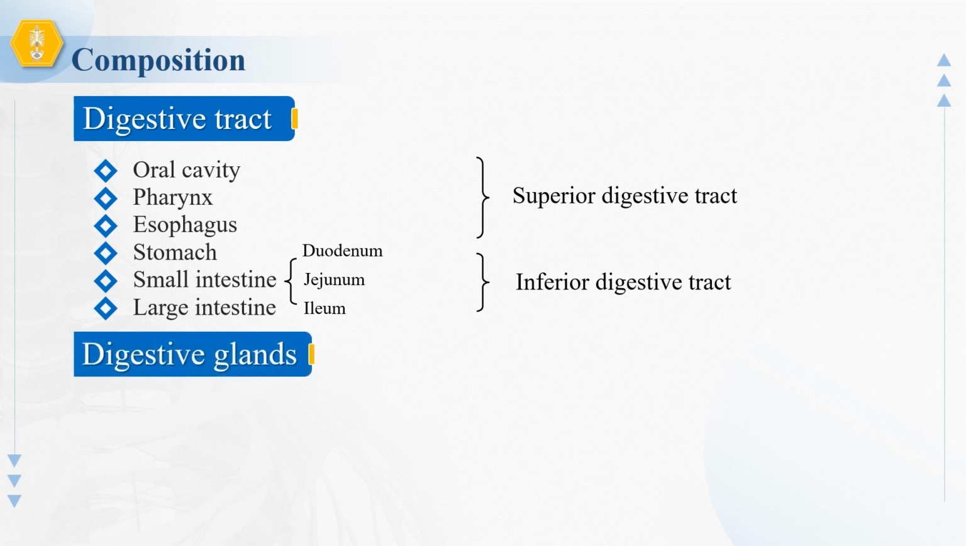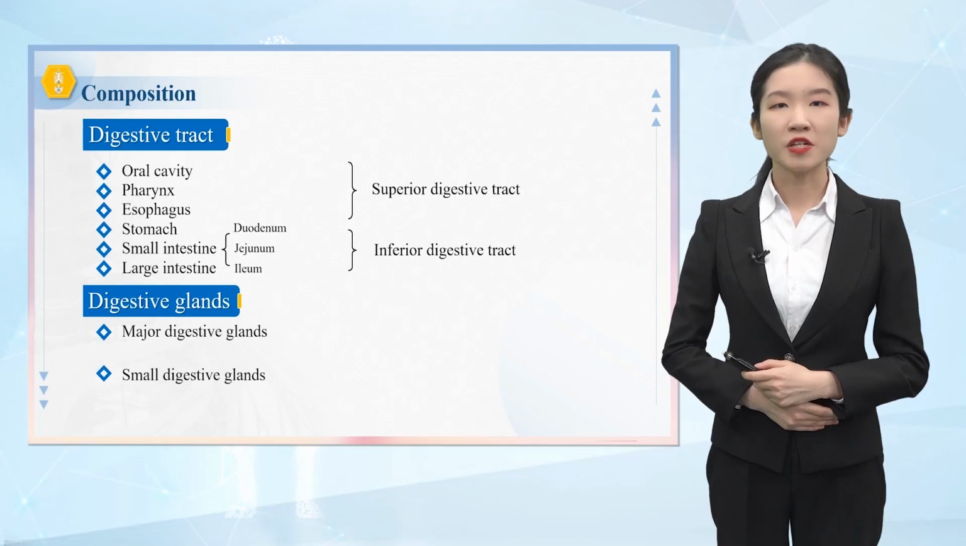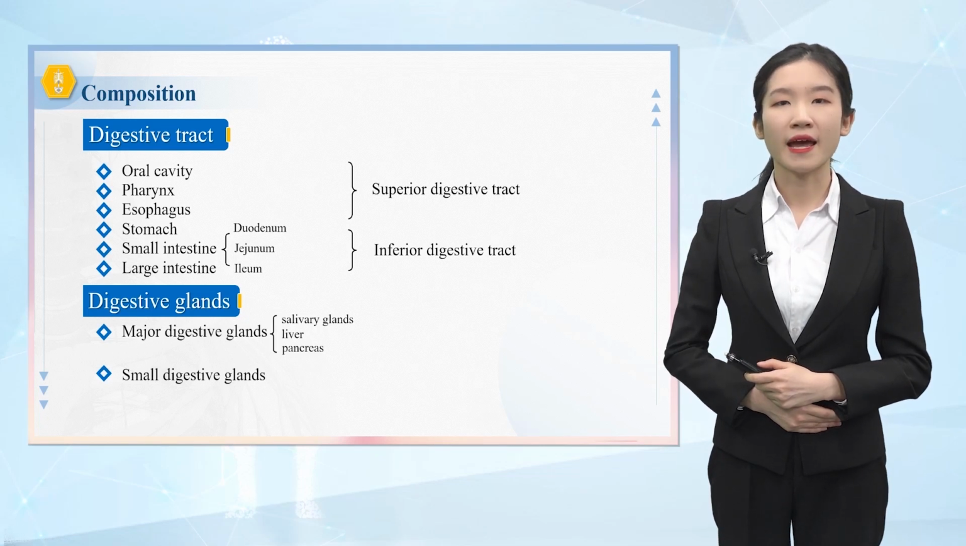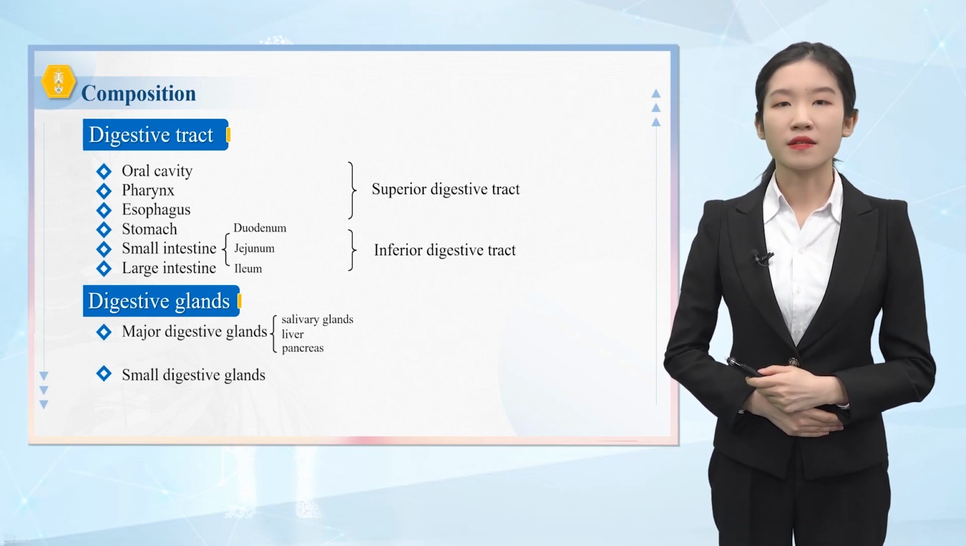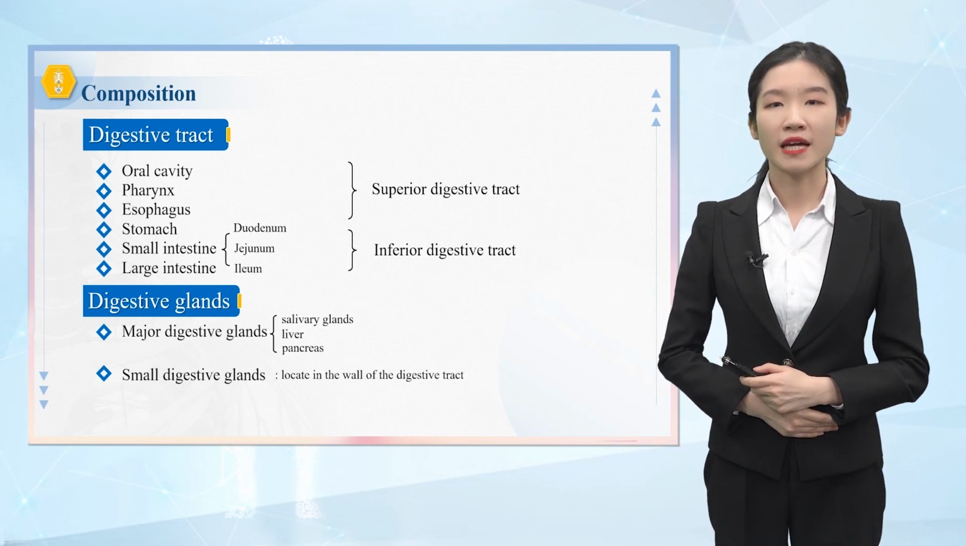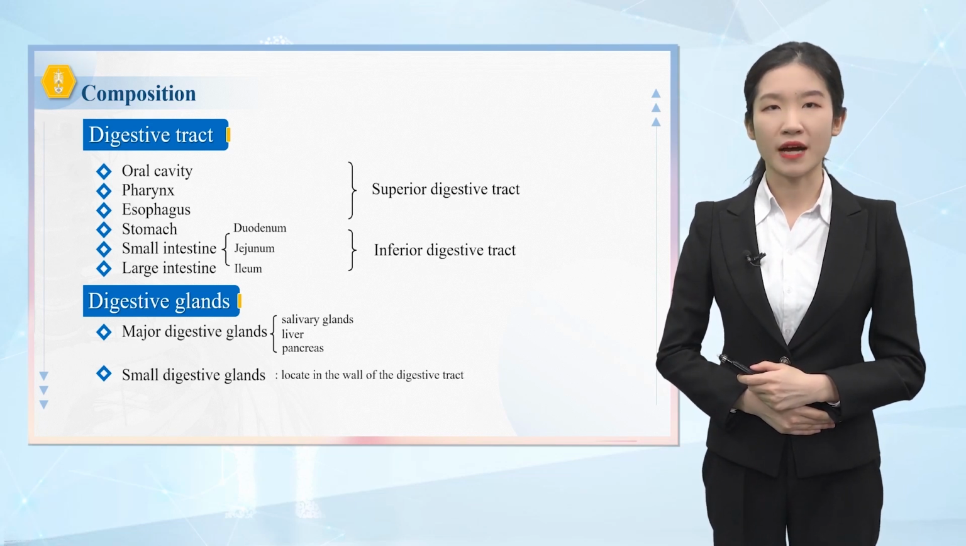The digestive glands can be divided into major digestive glands and small digestive glands. The major digestive glands include the salivary glands, liver, and pancreas. The small digestive glands are located in the wall of the digestive tract.